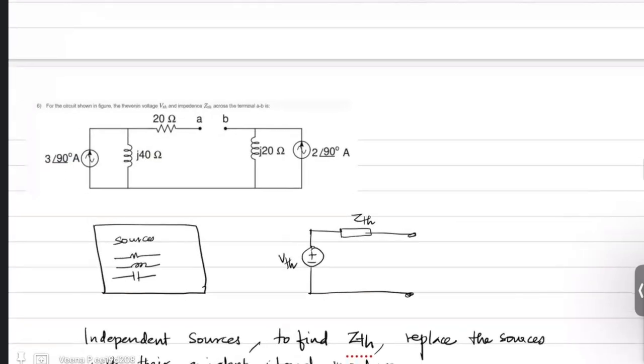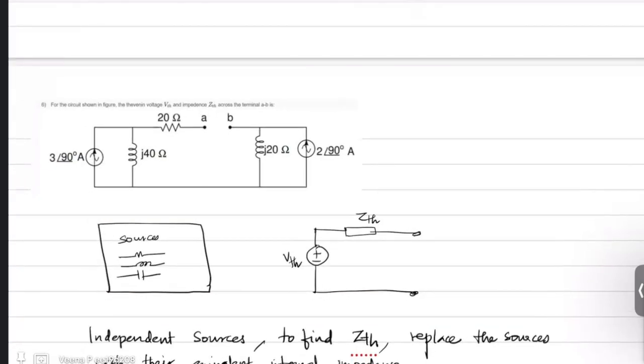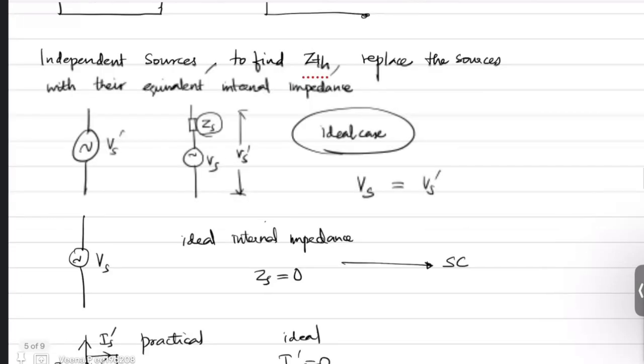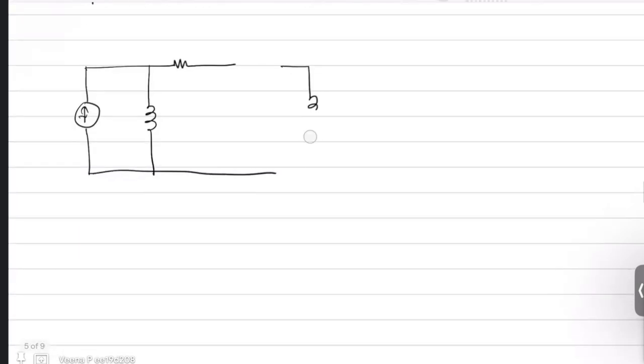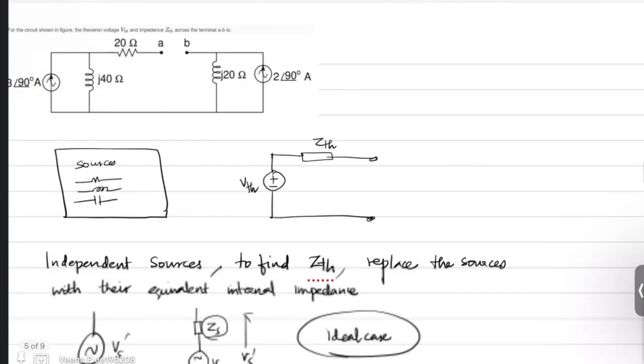So following this, for the given problem, you have an inductor, a current source, a resistor, another inductor and a current source. Let me redraw this. You have an alternating current source. You have an inductor here, you have a resistor here, you have another inductor here. And you have another alternating current source here. These are your terminals A, B.